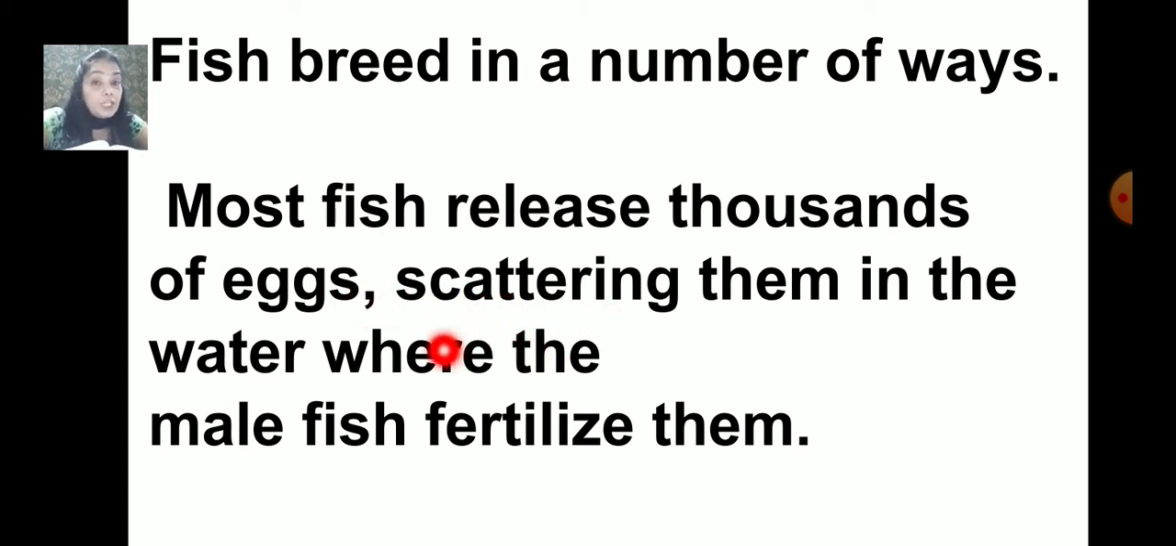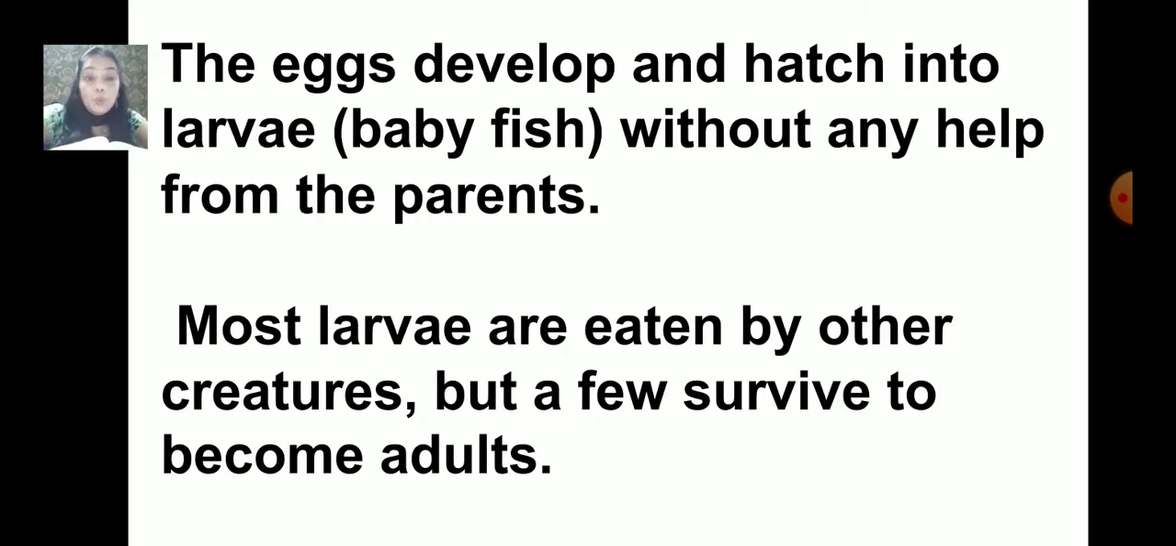So where do the fish lay eggs? In the water, thousands of eggs. They scatter them in the water where the male fish fertilizes them. The eggs develop and hatch into larvae. This baby fish is also called the larva. Larva means baby fish, hatching without any help from the parents.